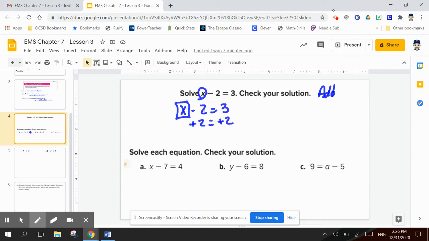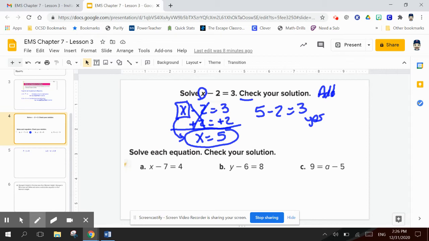2 minus 2 is 0. I still get 0, and I still get my variable by itself. Then I have to go 3 plus 2, which is 5. So to check my understanding, where the variable is at, I put in the value of 5. 5 minus 2 equals 3. 5 minus 2 equals 3? Yes. So we know that x is only 5 for the variable, or for your value.